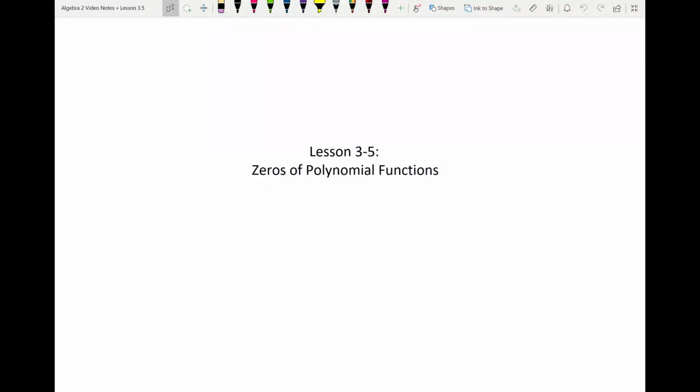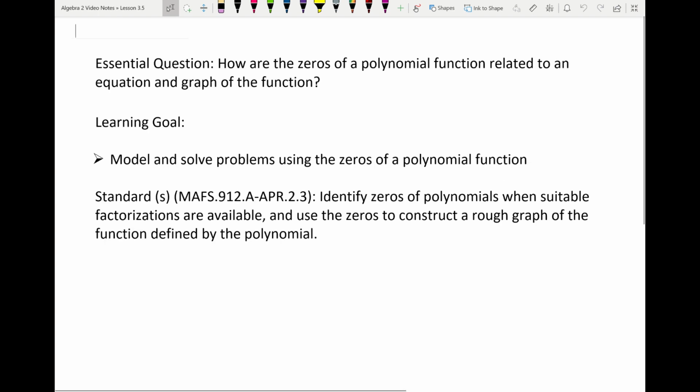And on 3-5, we're going to be talking about zeros of polynomial functions. So the essential question is: how are zeros of a polynomial function related to an equation and the graph? We want to be able to model and solve problems using the zeros of polynomial functions.